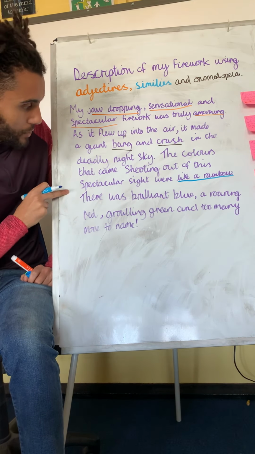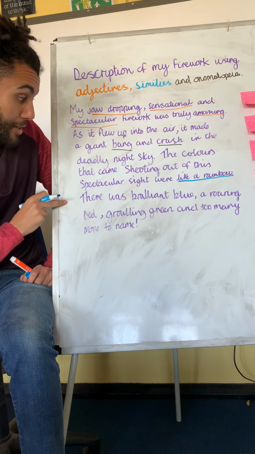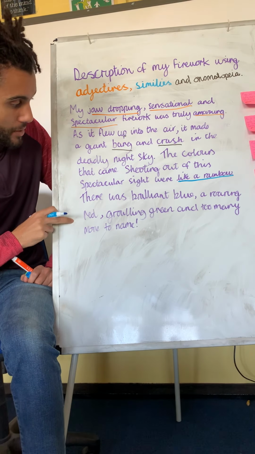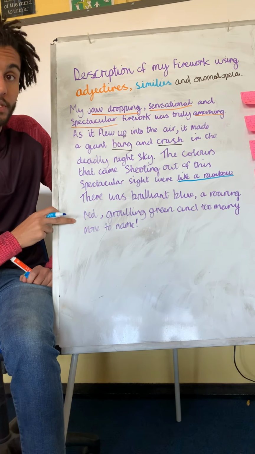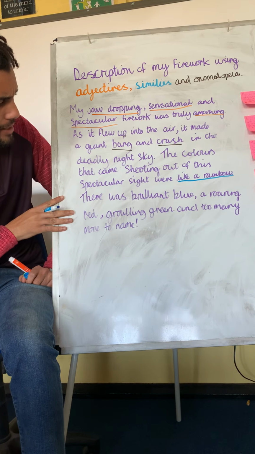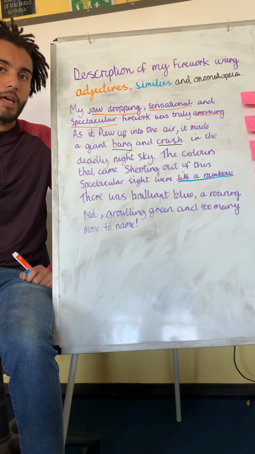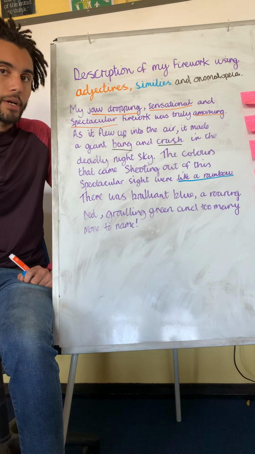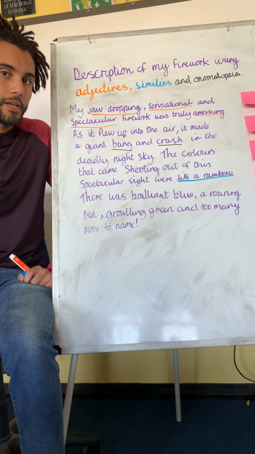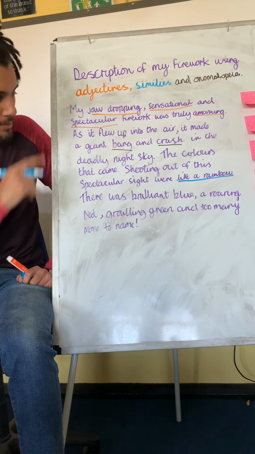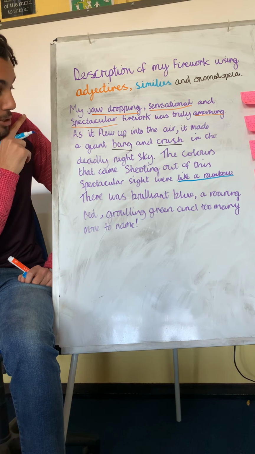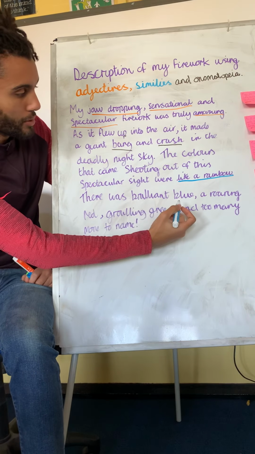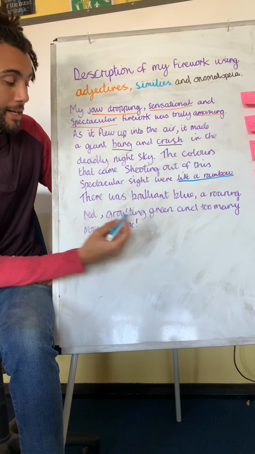So, there was brilliant blue, a roaring red, growling green, and too many more to name. Here, I've included something that is not actually on our list. If you think you can work it out, pause the video now. If you're not too sure, let's have a look at it now. Of course, I have included alliteration. We've got brilliant blue, we've got roaring red, and we've got growling green.